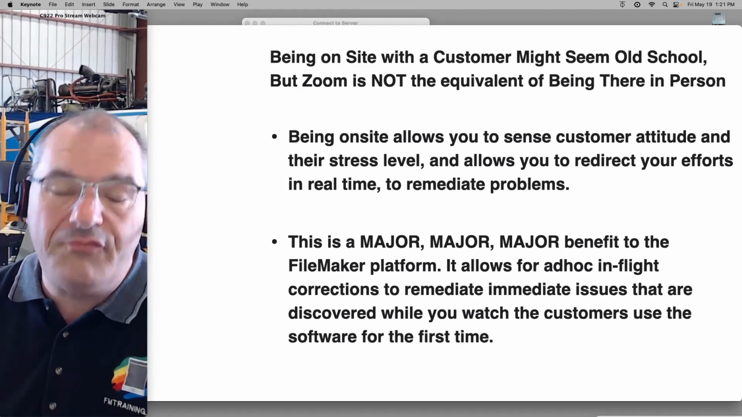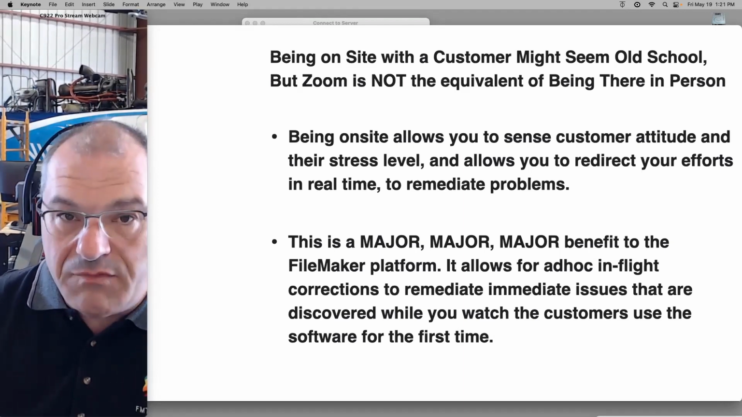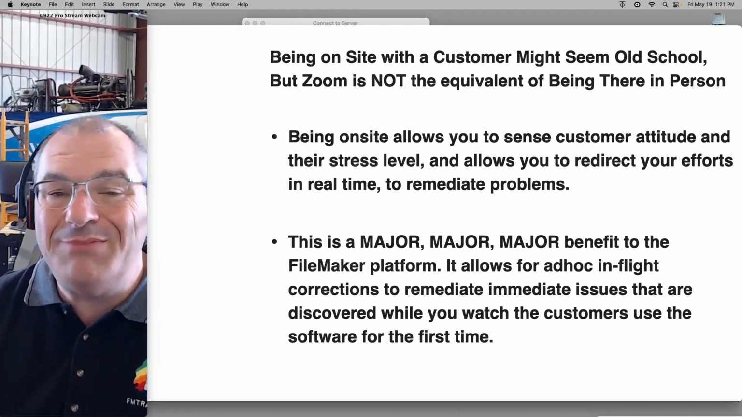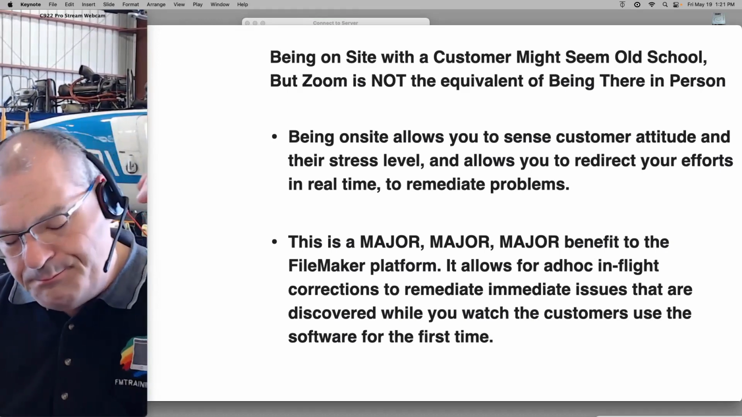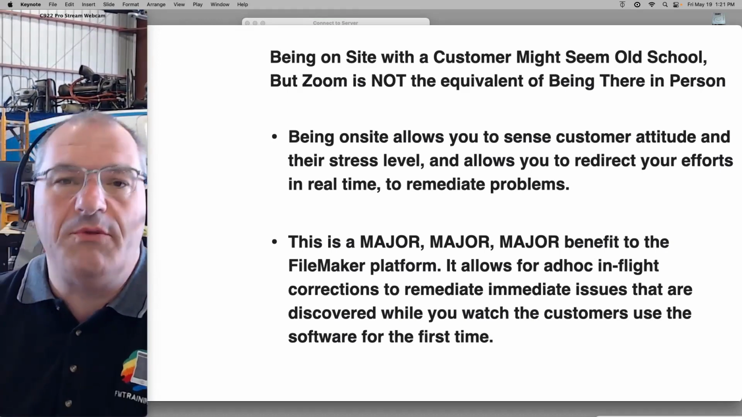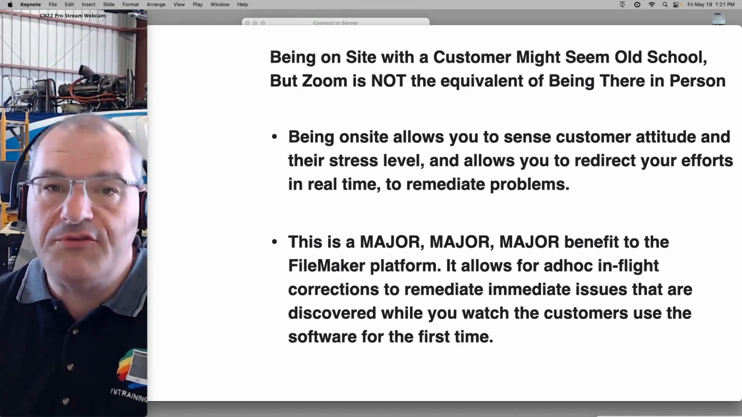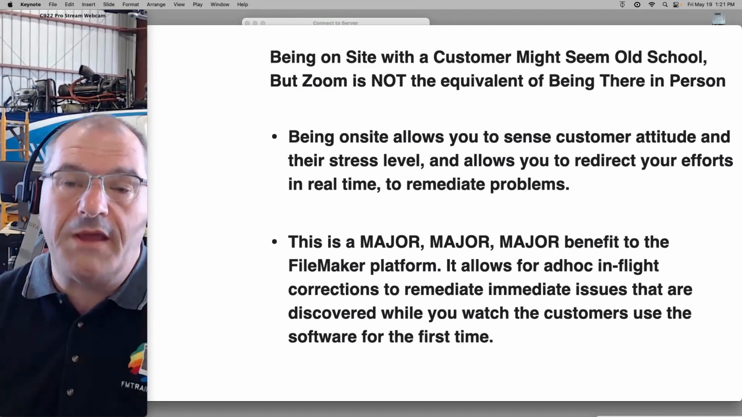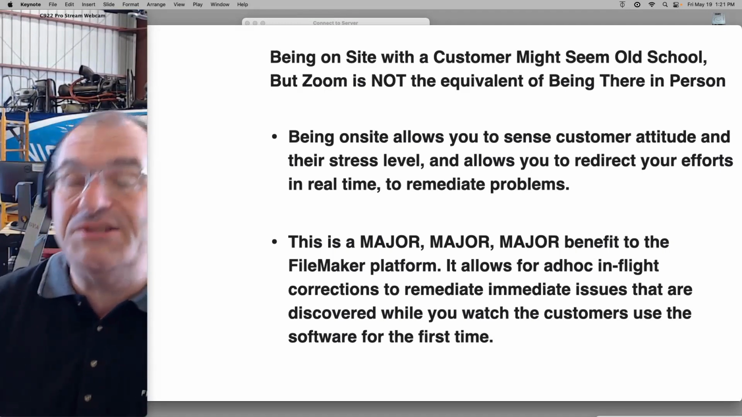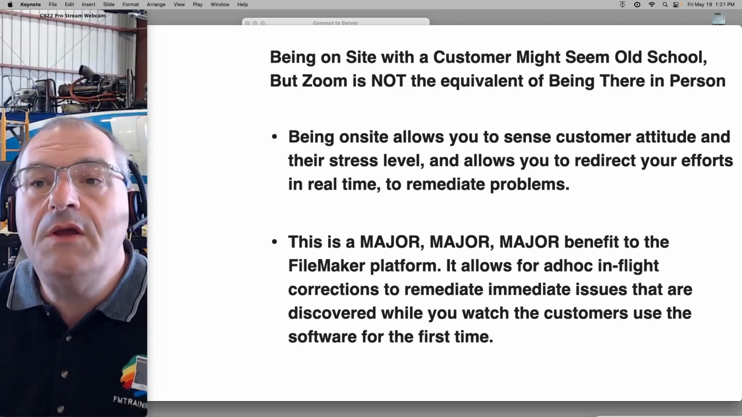Most of the competing platforms out there can't actually solve the problems, or they're sufficiently complicated that it's not easy. You can't remediate it in 30 minutes or an hour, or 2 hours. We're going to talk about this issue, very specific to the FileMaker platform here.